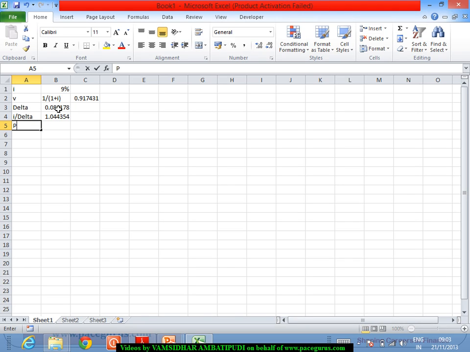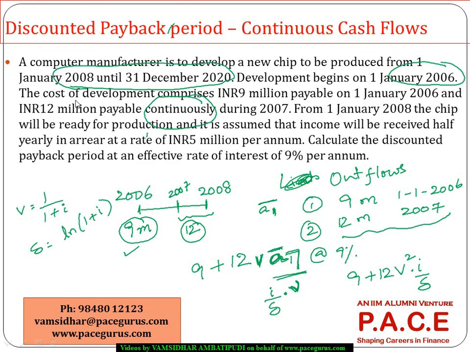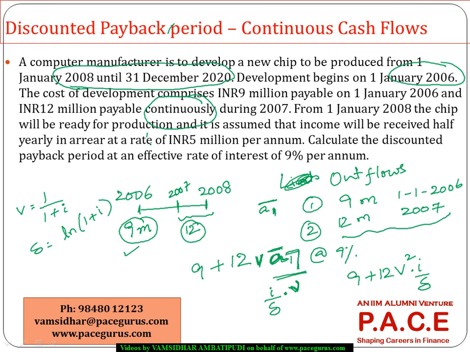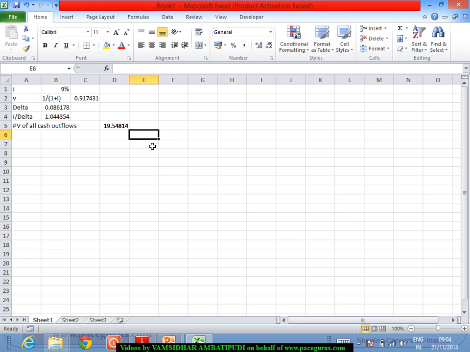So I can very well find out the present value of all cash outflows. Present value of all cash outflows is nothing but 9 plus 12 v squared, this number squared, into i by delta, which gives me that the present value of all the cash outflows is 19.54. Basically, though 9 has been spent in the first year and 12 over the entire second year, and in the literal sense it is 21, applying all of them to the present value as on 1st Jan 2006, the value of all the cash outflows is equal to 19.54.